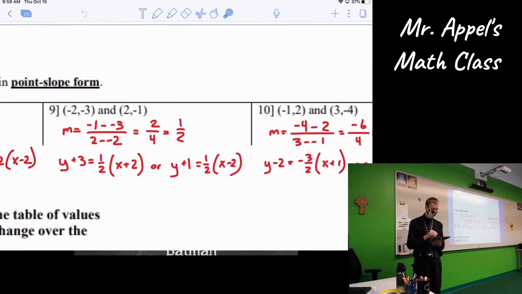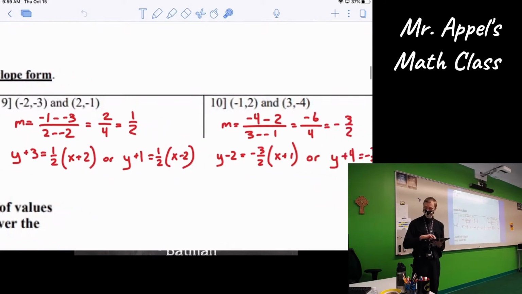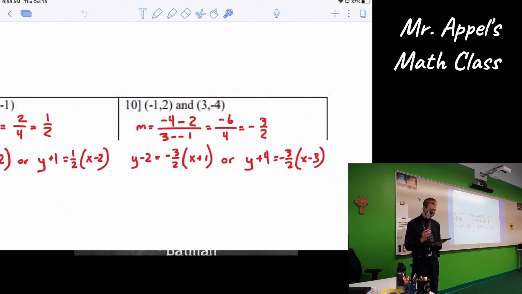Number 9, slope of 1/2. So y plus 3 equals 1/2 of x plus 2, or y plus 1 equals 1/2 of x minus 2. And for number 10, y minus 2 equals negative 3/2 of x plus 1, or y plus 4 equals negative 3/2 of x minus 3.